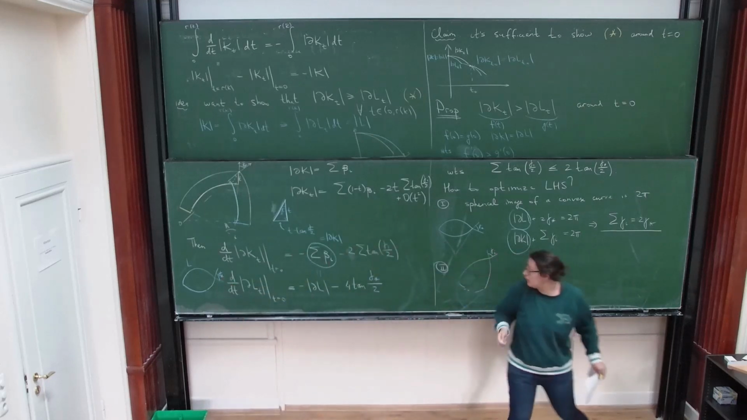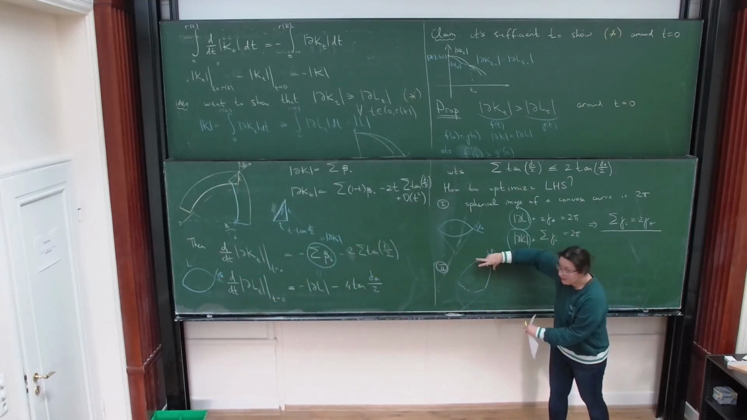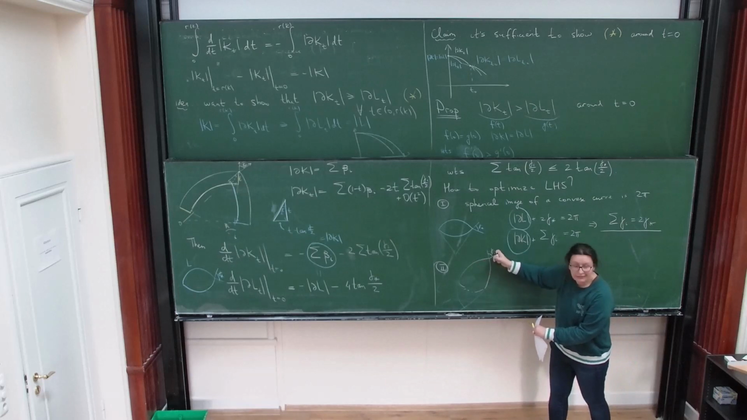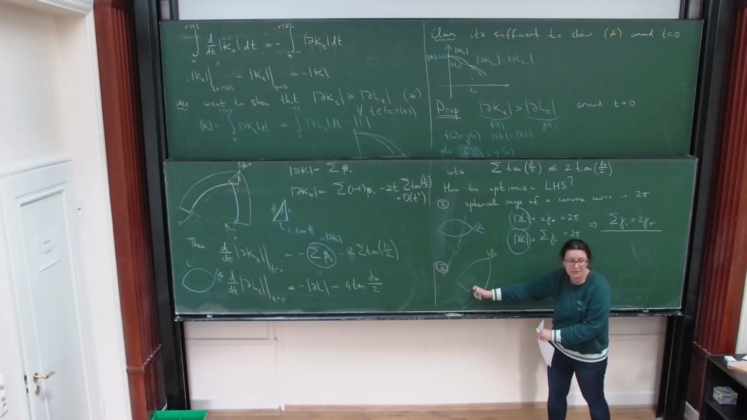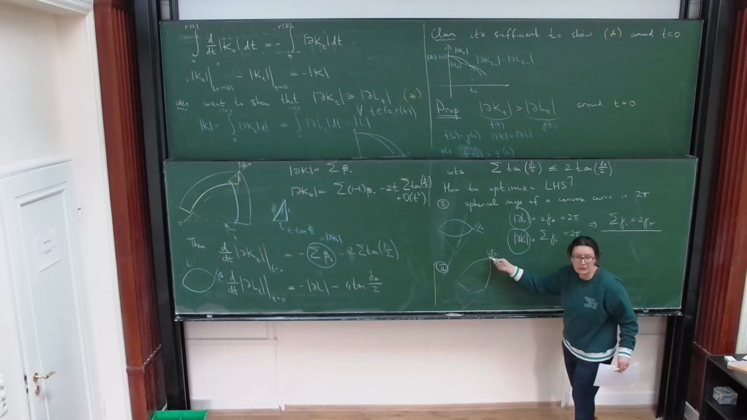So meaning that, essentially, applying the shrinking process, this angle cannot exceed the corresponding angle of the lens, of the optimal lens, right? The lens that has the same perimeter as K. But of course I can do this for any such vertex, right? The vertex doesn't matter here.